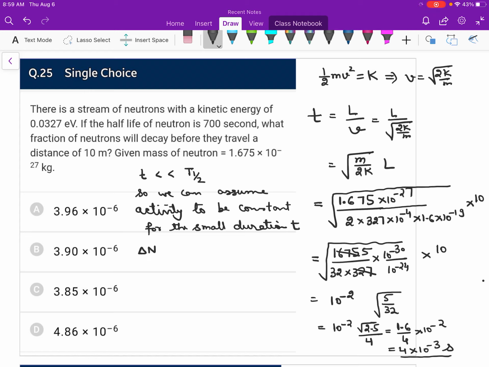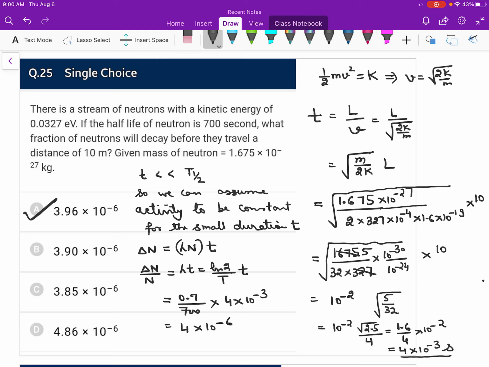So number of particles decayed delta N is lambda N into t. Activity is constant, so activity is number of particles decaying per second, so in time t we can say activity into time. So now fraction of particles decayed delta N by N is lambda t, which is ln2 by capital T into t. ln2 is 0.7, capital T is 700 seconds, and small t is 4 into 10 to power minus 3, so this is 7 into 10 to power minus 3, so 4 into 10 to power minus 6.